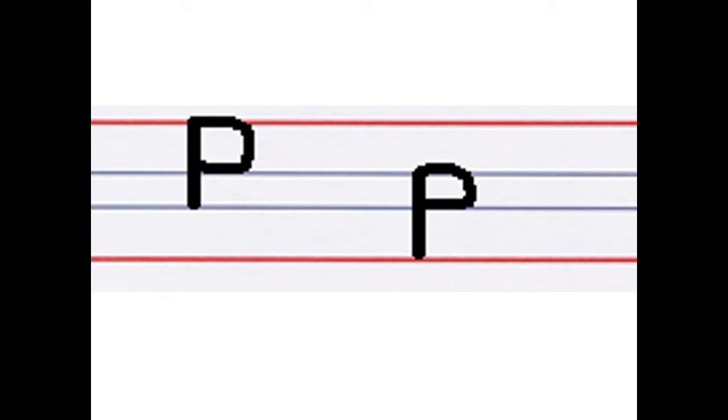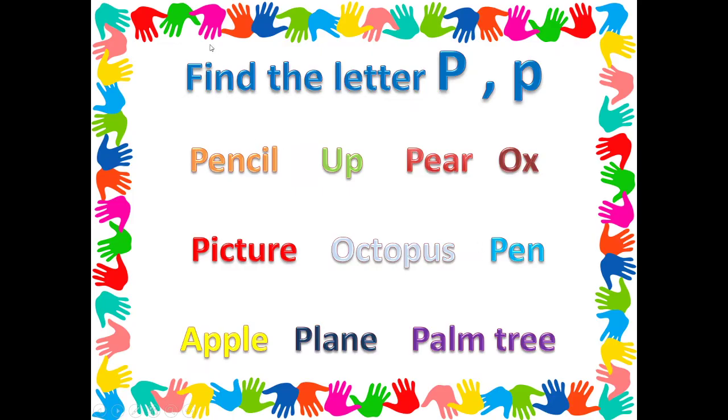Now, let's find the letter P. P capital or P small. Pencil. Of course, it has a P capital at the beginning of it. P small. P, pear. Of course, the word pear starts with P capital.